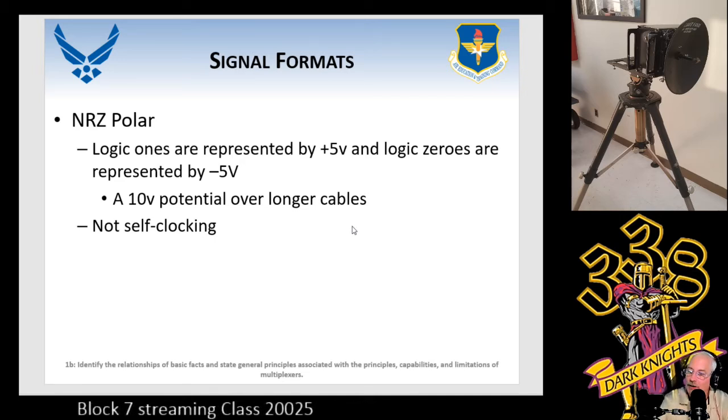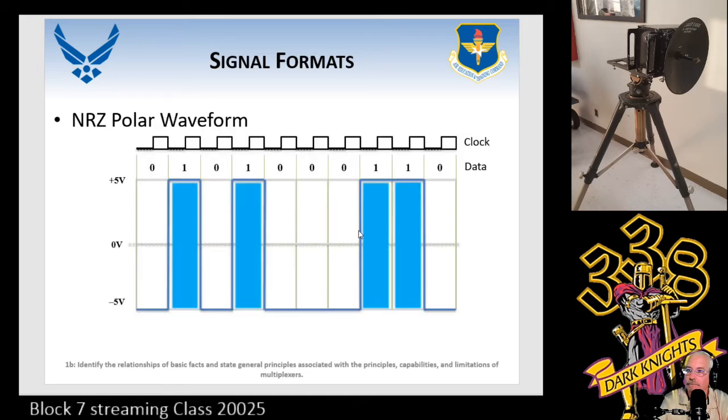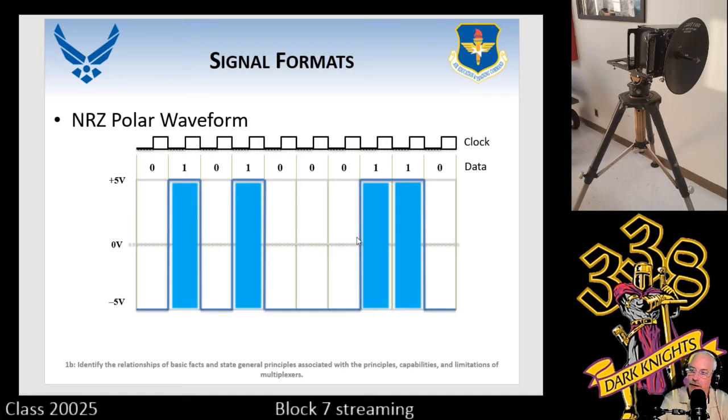You'll see the bottom sentence, it says not self-clocking. Is that just due to signal loss or power loss across the cable? That is true. You can go further with a polar signal, but you still have to send a clock with it. So not only are you sending the data of the signal, but you're also sending the clock cycle to tell the distant end, hey, this is how my data runs as far as synchronization is concerned.